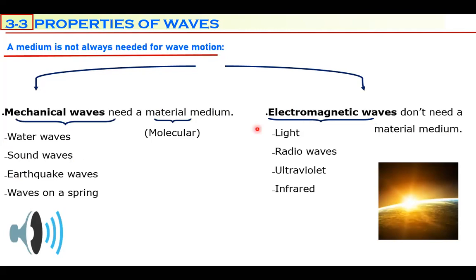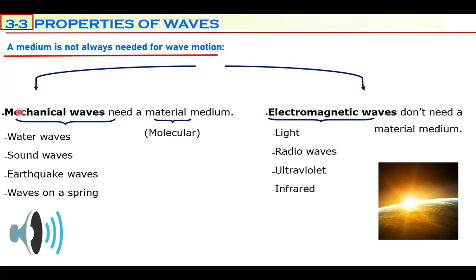So light is an electromagnetic wave, so it can travel from the sun to the earth without a medium. Radio waves, ultraviolet, infrared, all these are called electromagnetic waves. Electromagnetic waves do not need a material medium to travel. Even they are slower in a material medium. They don't like a medium. So without a medium, they are fastest. But mechanical waves are not like this.